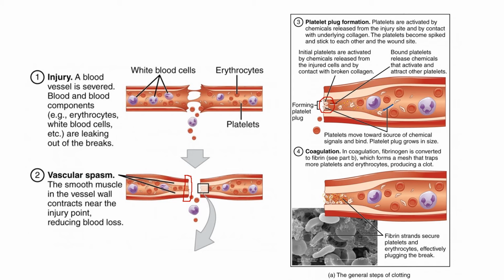Okay? And then platelets move towards the source of the chemical signals and bind, and then the platelet plug grows in size. So next, after the platelet plug, you already have your coagulation. In coagulation, we have fibrinogen, which is converted to fibrin, which forms a mesh that traps more platelets and erythrocytes, producing a clot. Okay?